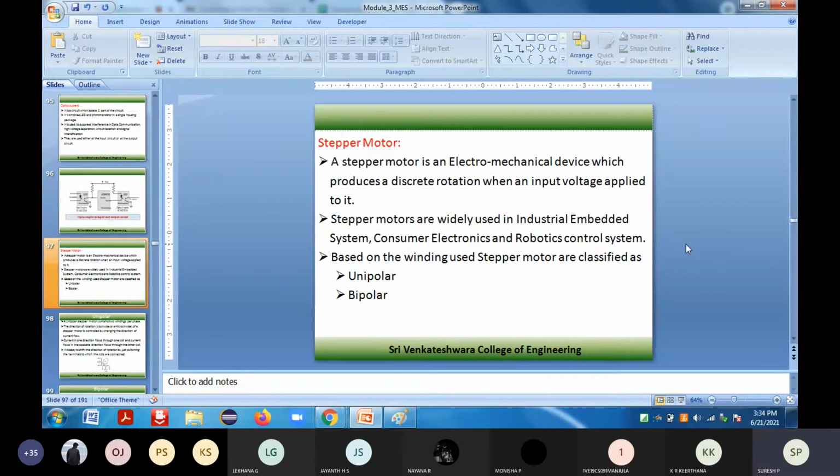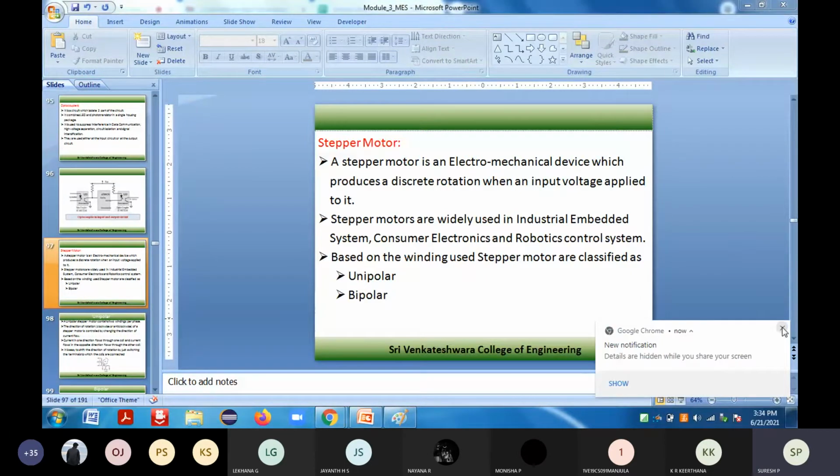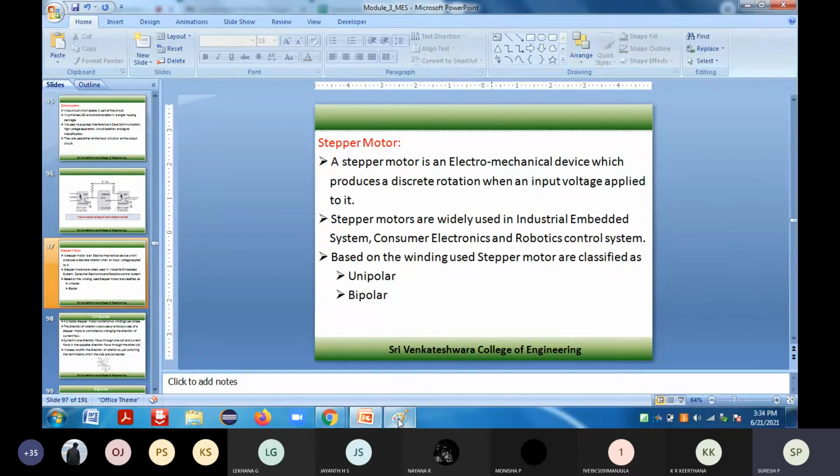So stepper motor is an electromagnetic device, okay, which produces discrete rotation when an input voltage is applied to it. So you can see it here. As the name indicates, the stepper motor is an electromagnetic device.